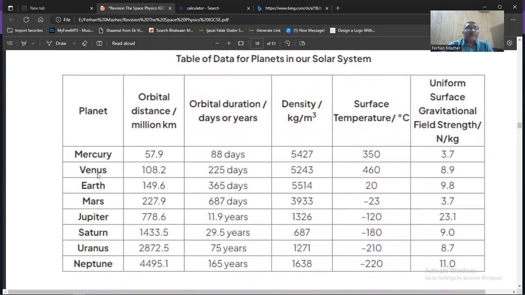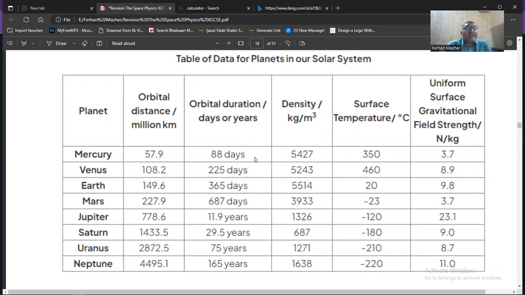So here we have the names of the planets: Mercury, Venus, Earth, Mars, Jupiter, Saturn, Uranus, Neptune. That is the orbital distance: 57.9 million kilometers, 108.2 million kilometers, 149.6 million kilometers, 227.9 million kilometers, 778.6 million kilometers, 1,433.5 million kilometers, 2,872.5 million kilometers, and 4,495.1 million kilometers.